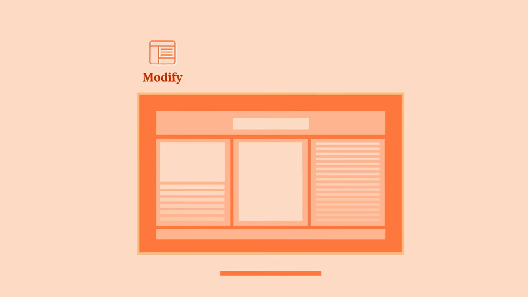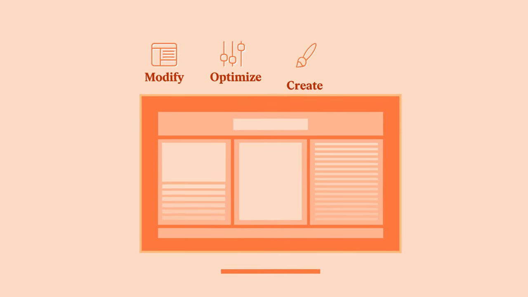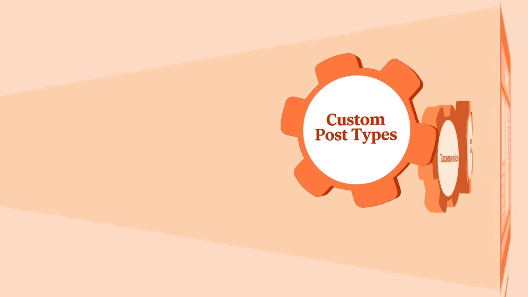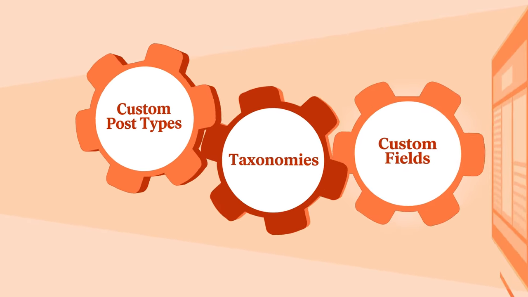WordPress has evolved from a simple blogging platform into a sophisticated content management system, and we often find the need to create more and more customized and unique website experiences. But how can we achieve this? The answer is by using custom post types, taxonomies, and custom fields.